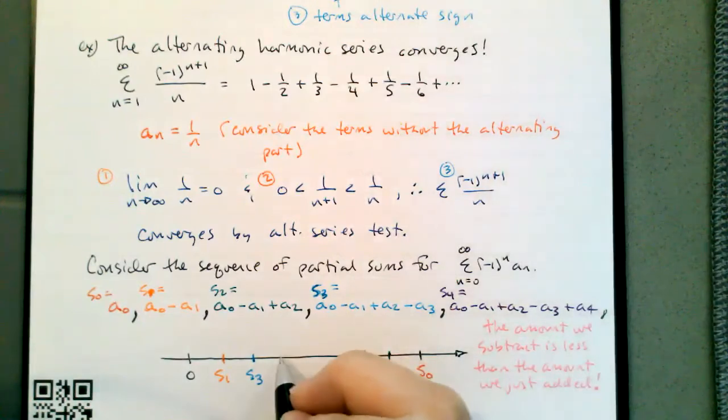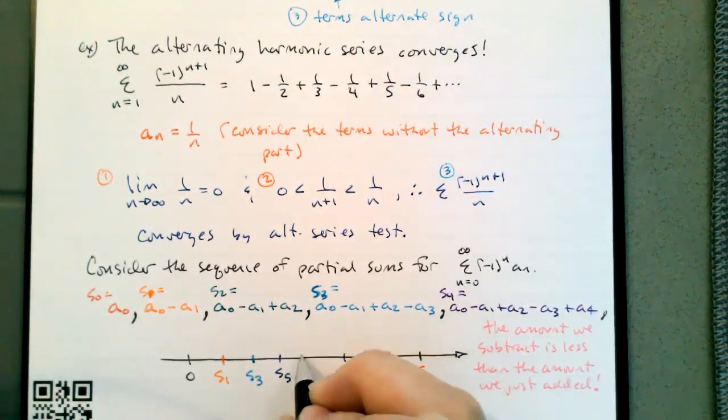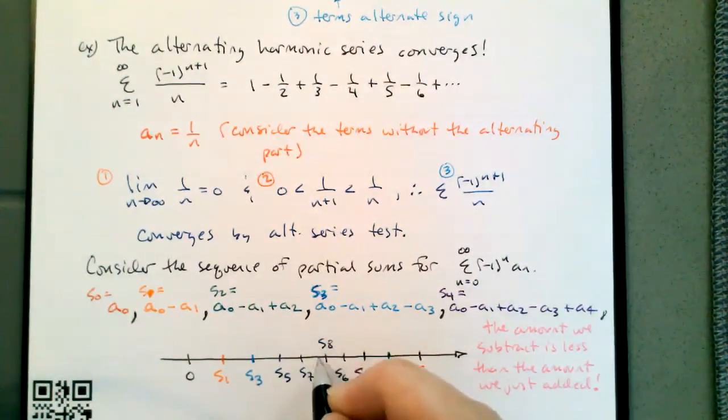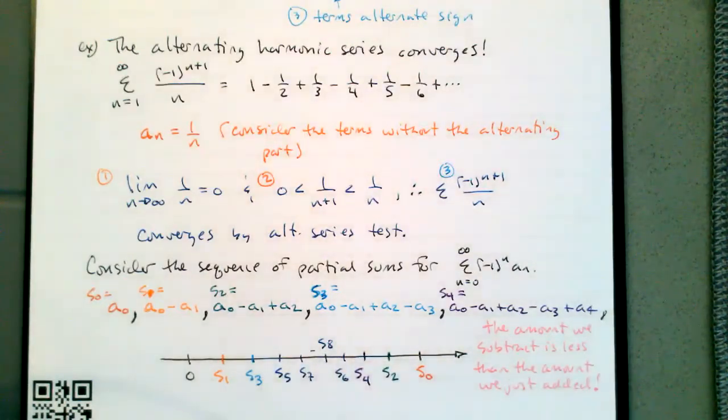because we'll have S5, and then S6, and then S7, and then S8, and so on. So that's how the proof of the alternating series test works. So this is visually what's going on.